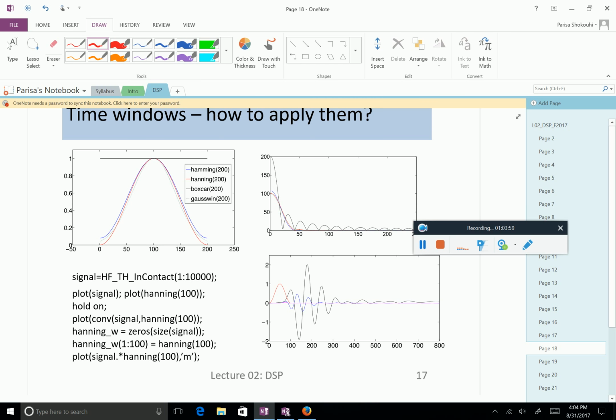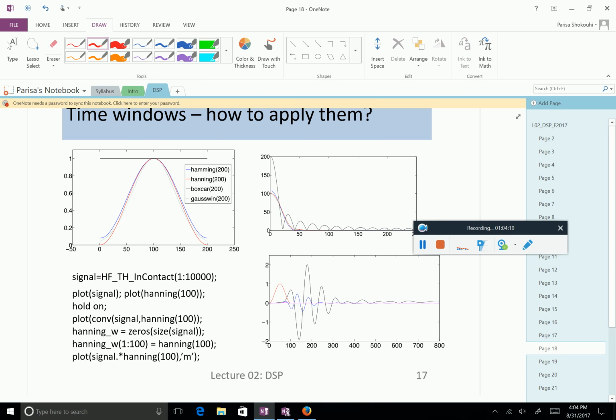And what you see in the legend are the MATLAB commands, how to get them. So if you make boxcar parentheses 200, it gives you a 200 point boxcar window. It's the same with Hamming, Hanning, Gaussian. There are thousands of windows. These are the ones I think are the most important ones.